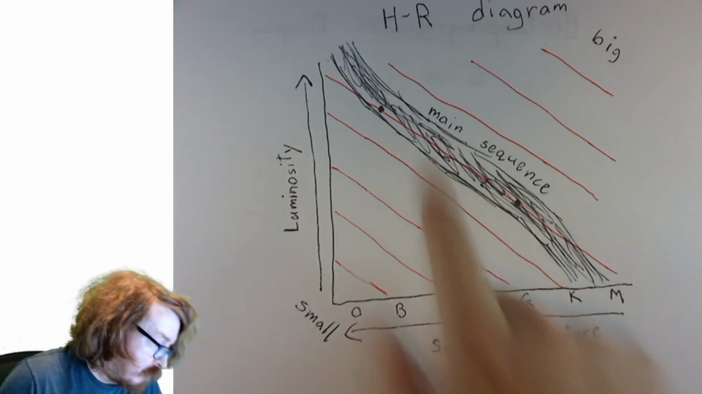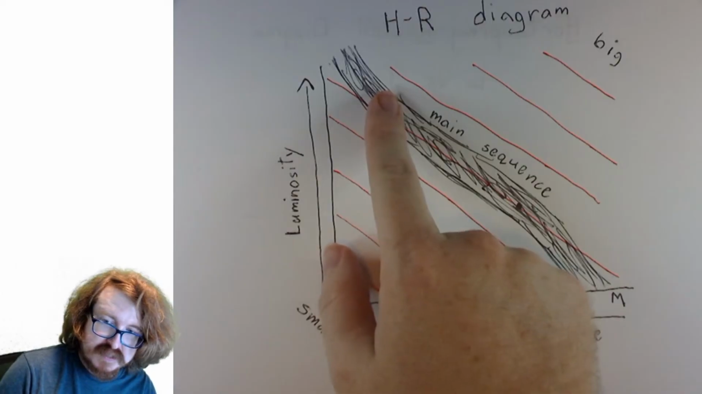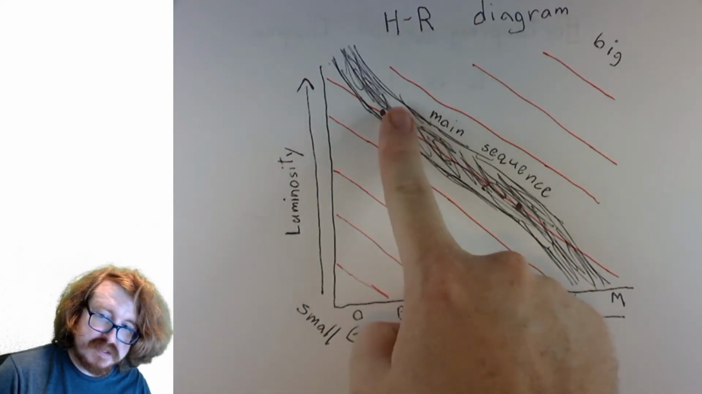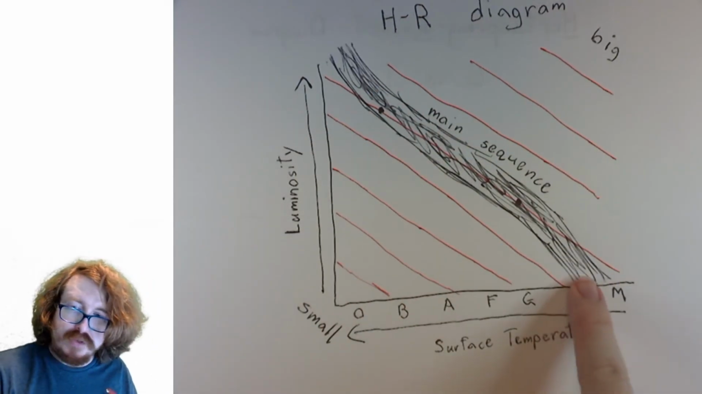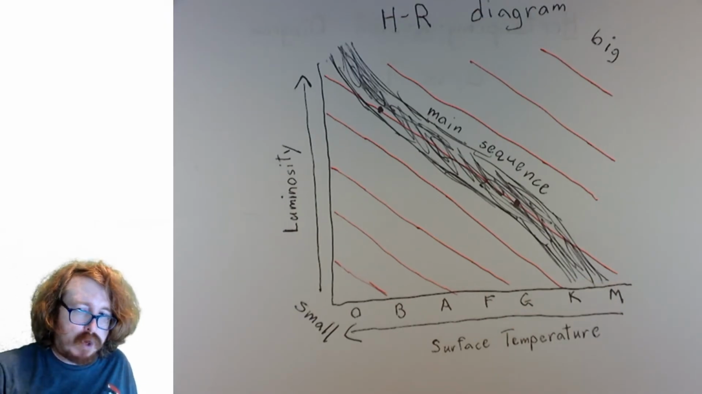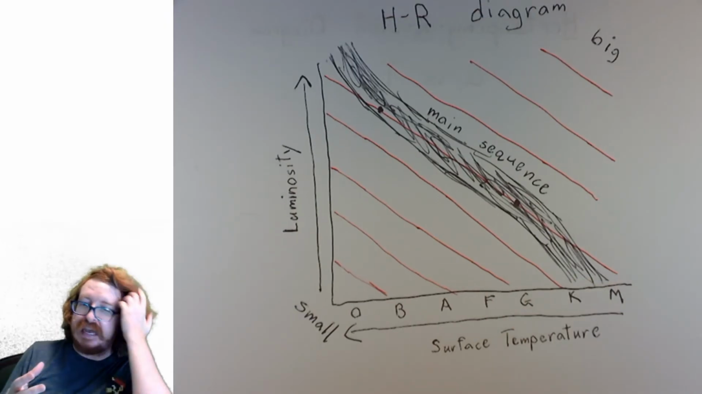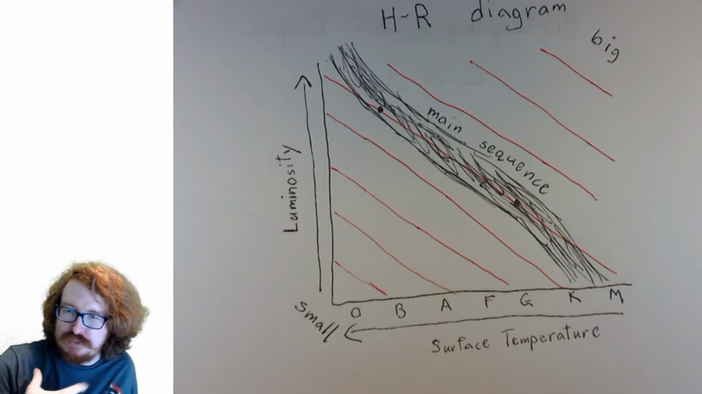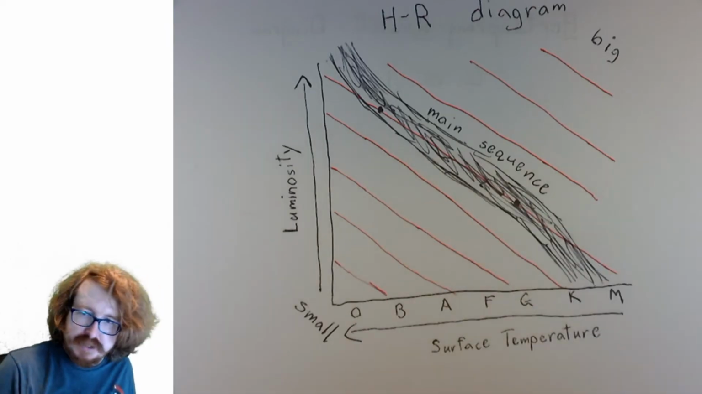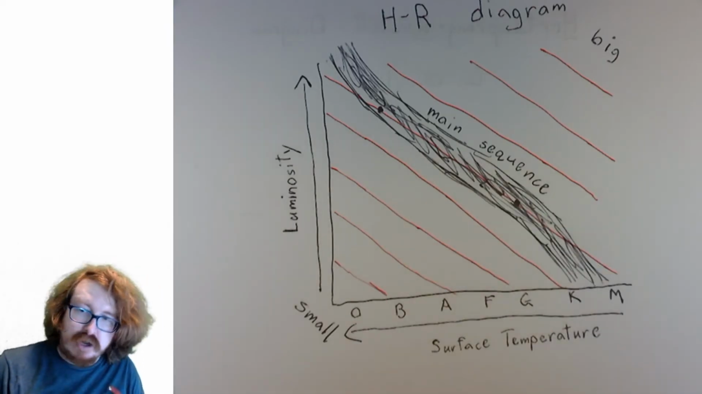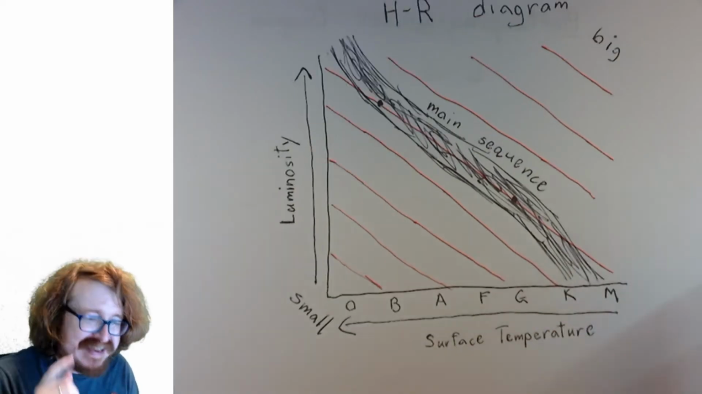Some of them are brighter than us. Some of them are hotter than us. Some of them are dimmer and colder than us. But in general, they work like we said the sun works. They've got hydrogen fusion in their core. That's what all of these guys are doing. But that's only 90% of stars. So where are the rest of them?